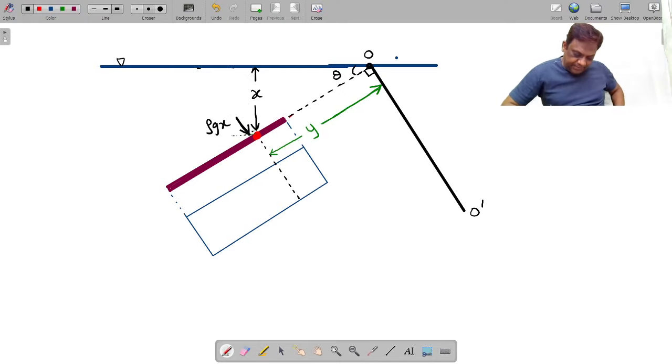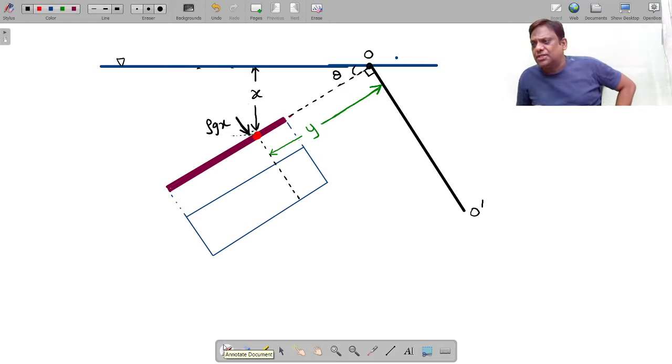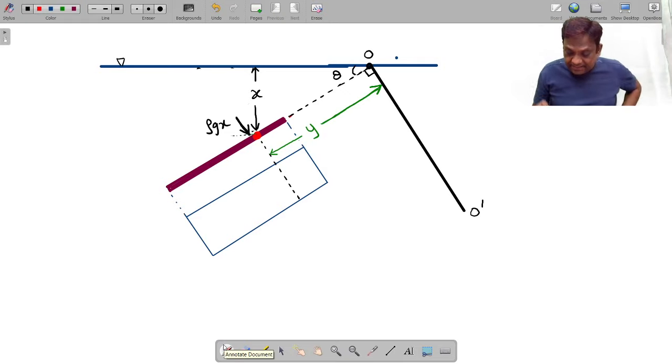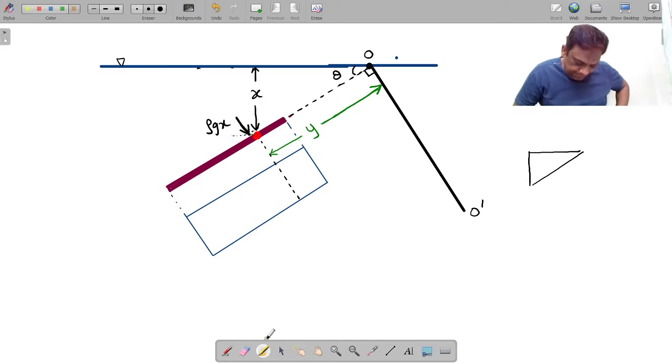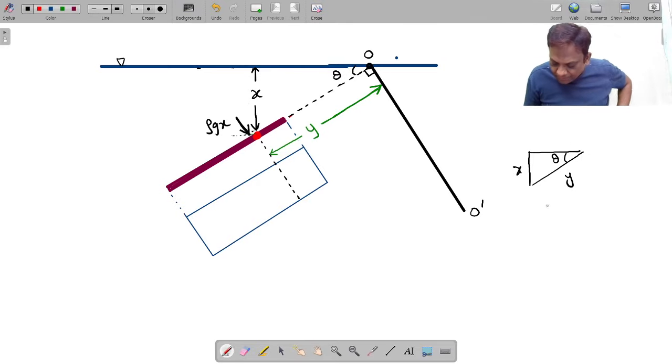Yes, this length is x, this length is x, and it is y. Can I write the relationship between x and y? Yes, I can write. So this is x, this is y, and this angle is theta. This vertical is x. What is sin theta? Sin theta is equal to x by y, or x is equal to y sin theta.